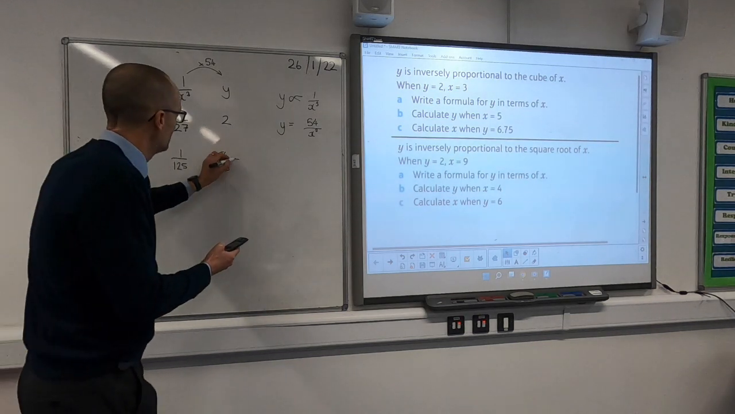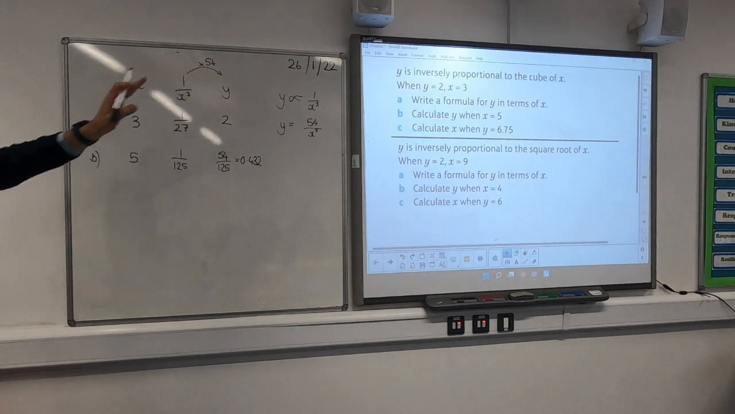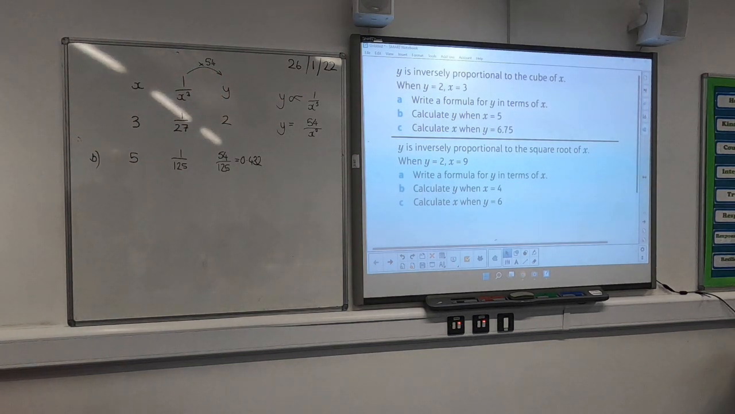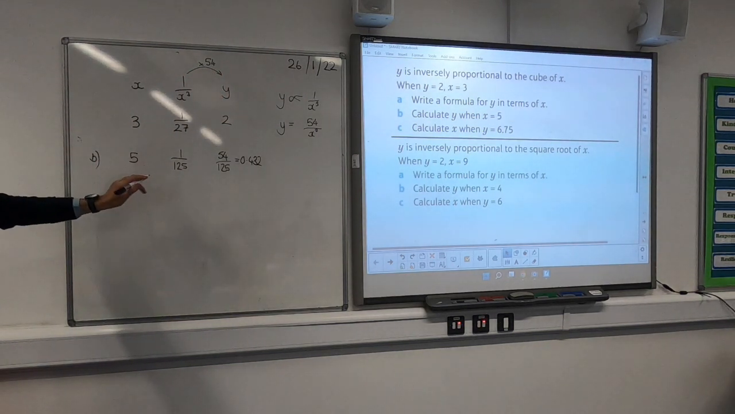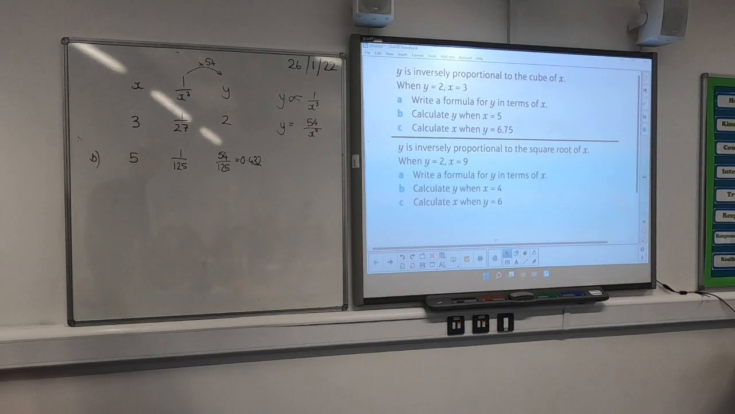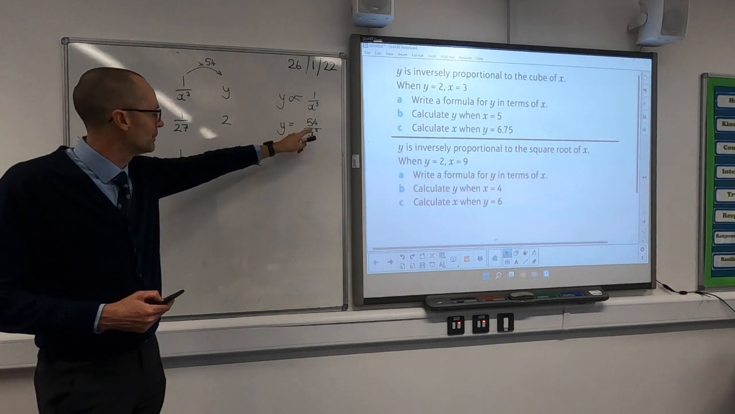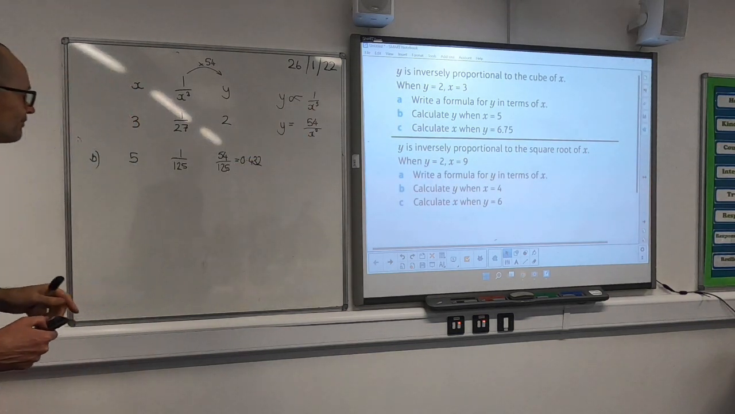So that's 0.432. No context here, no units to remember, so we're all okay. So the only difference between this and the previous one is that it's x cubed, so I had to do 5 cubed. Could have done that here. If you'd made x equal to 5, you would have got exactly the same answer straight away, wouldn't you?